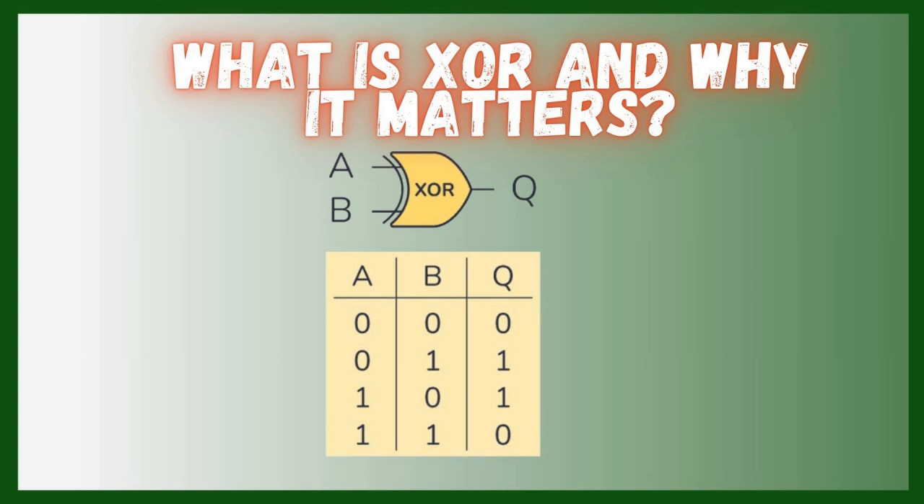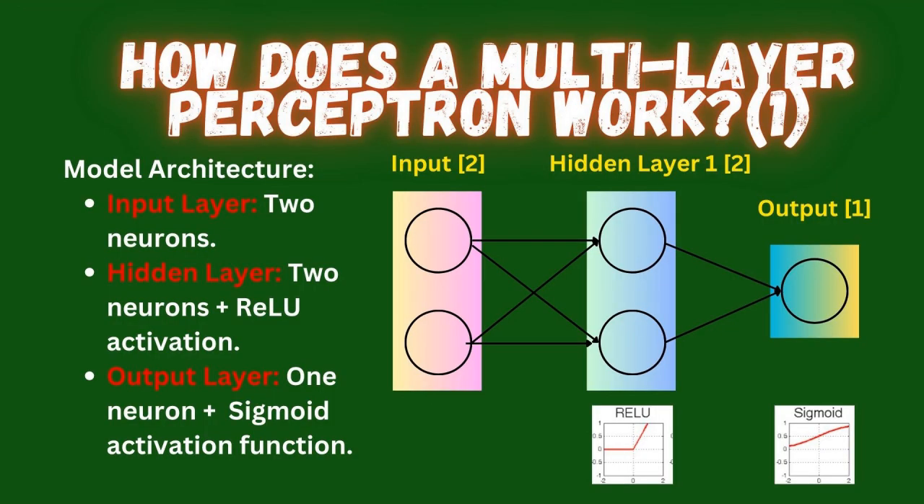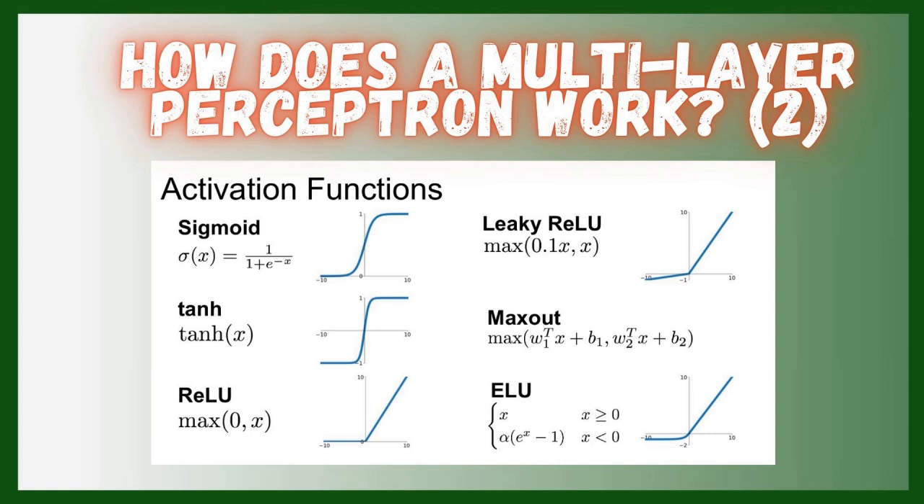However, if we use a multi-layer perceptron, for example, a neural network with hidden layers, we are able to solve it. A multi-layer perceptron consists of multiple layers of neurons, an input layer, one or more hidden layers, and an output layer. Below is the architecture we will build for XOR. Each neuron in the hidden layer has an activation function applied to introduce nonlinearity. In this case, we use ReLU. On the output side, we will use a sigmoid function to classify the output as 0 or 1.